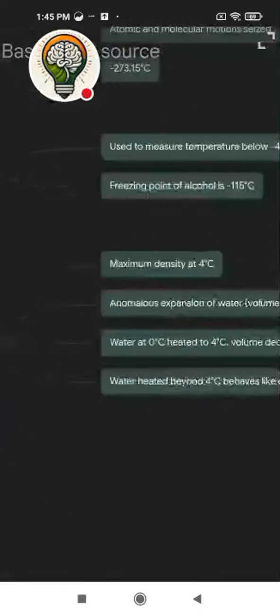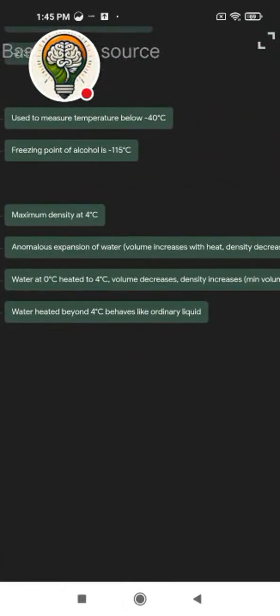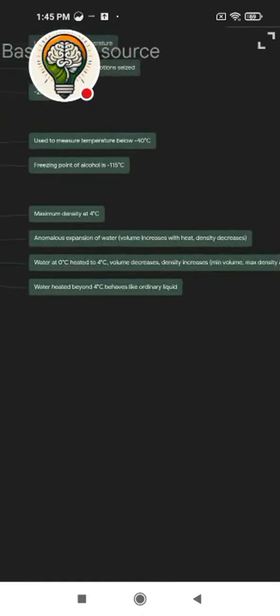Water has maximum density at 4 degrees Celsius. Anomalous expansion of water: normally volume increases with heat and density decreases, but when water at 0 degrees is heated to 4 degrees Celsius, volume decreases and density increases. This means minimum volume and maximum density at 4 degrees Celsius, and when water is heated beyond 4 degrees, it behaves like a normal liquid.